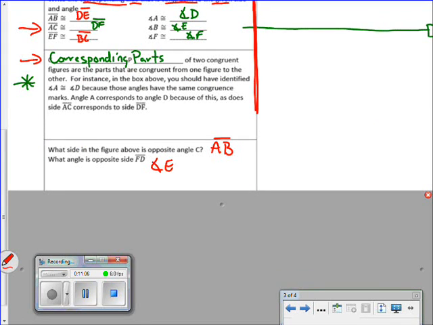All right, let's just take a quick second and see if you can identify these real quick. You might have seen the answers, but that's okay. See if you can do it on your own. What side in the figure above is opposite to angle C? And then what angle is opposite side F? Okay, or side FD. Put me on pause, and then let's check our work.